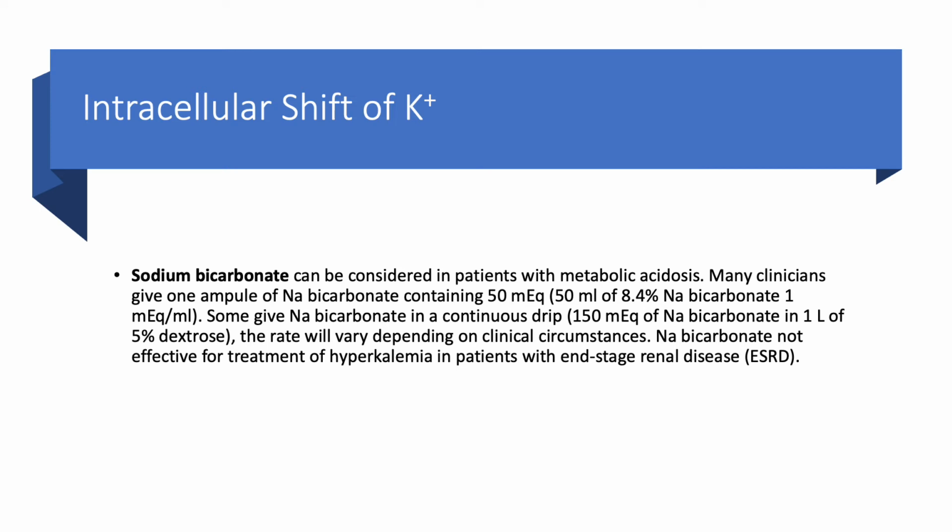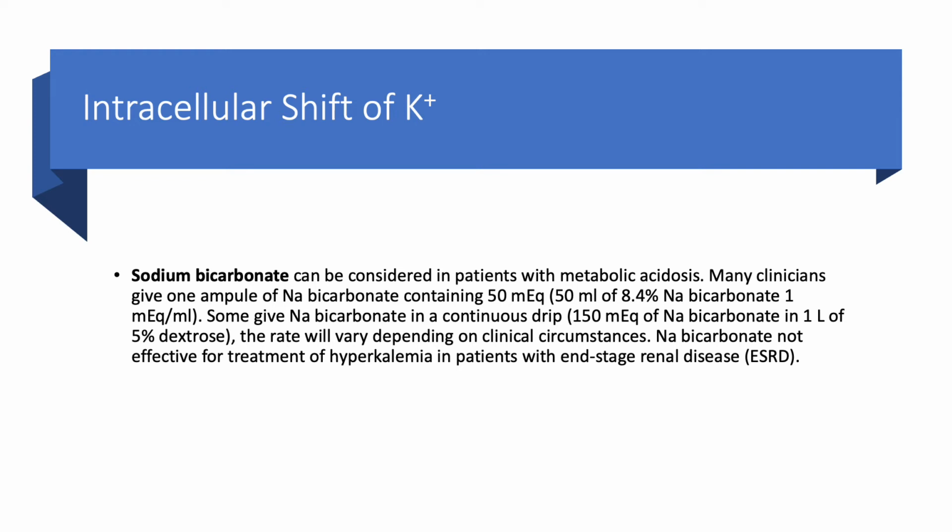Sodium bicarbonate. Consider that, especially if you have metabolic acidosis. And many people use 1 ampule of sodium bicarbonate. This is 50 ml of the 8.4% solution, and it's about 50 milliequivalents of sodium bicarbonate. Some give it as a drip. They put 150 milliequivalents of sodium bicarb in 1 liter of D5W, and the rate varies depending on the circumstances. Sodium bicarbonate doesn't really work well if you have someone with end-stage renal disease who is on hemodialysis, for example. So you could probably skip this step altogether.